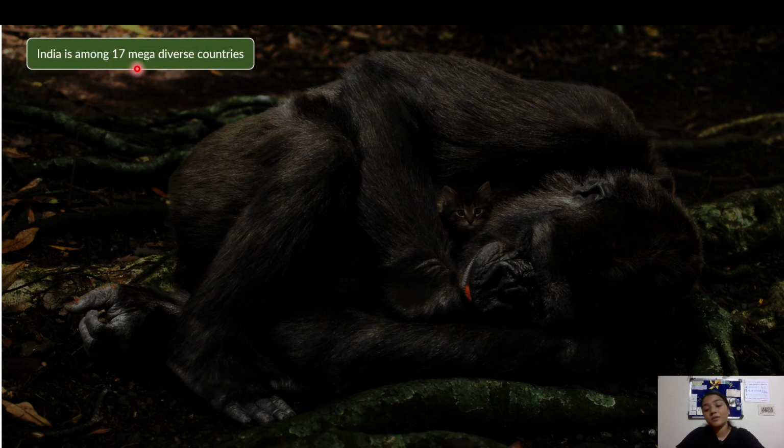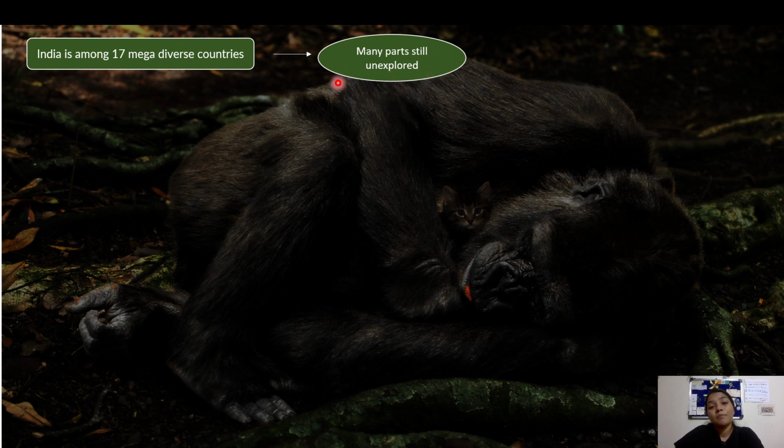So India is among the 17 mega diverse countries, but many parts of it are still unexplored. India is a very beautiful country and it has a lot of biodiversity, but still a lot of it has been unexplored, and hence a lot of plants and animals can yet be found out.